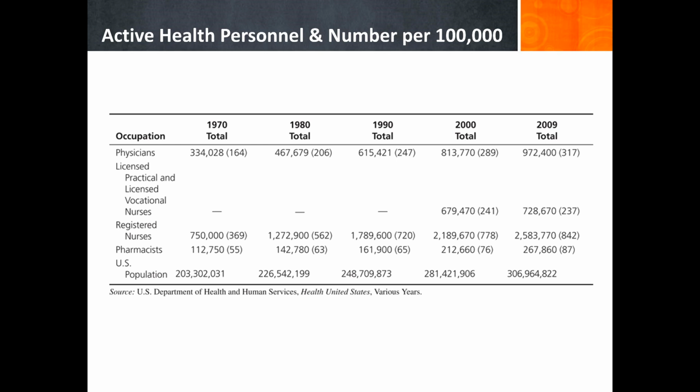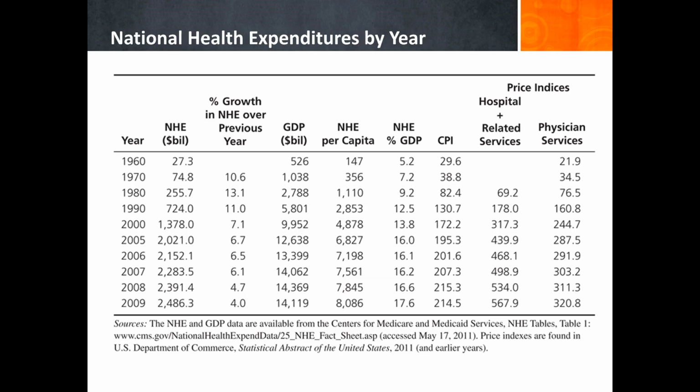813,000 to 972,000. That's a growth rate of roughly 19%. If you look at the registered nurses, 2.1 million up to 2.5 million, that's a growth rate of roughly 18%. But then look at the US population, which is in millions. 281 million people in the United States in 2000, grew to 306 million by 2009, growth of 9%, yet doctors and nurses increased by 19 and 18% respectively. Why do you think that is? That's going to be one of the questions we put on the discussion board to get your thoughts from the class.